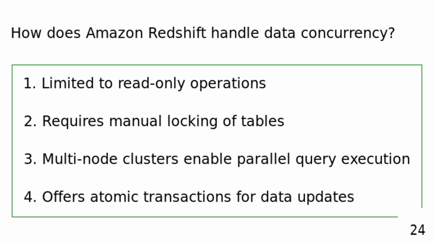How does Amazon RedShift handle data concurrency? Limited to read-only operations. Requires manual locking of tables. Multi-node clusters enable parallel query execution. Offers atomic transactions for data updates.